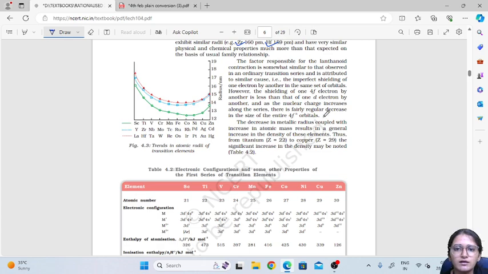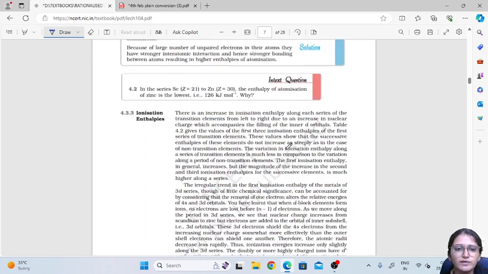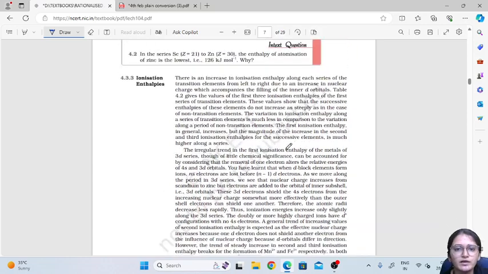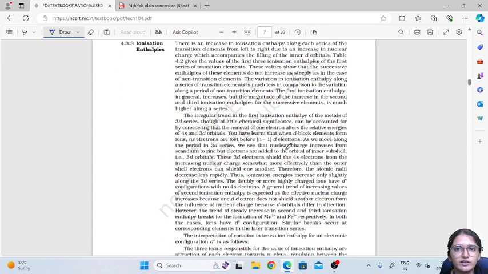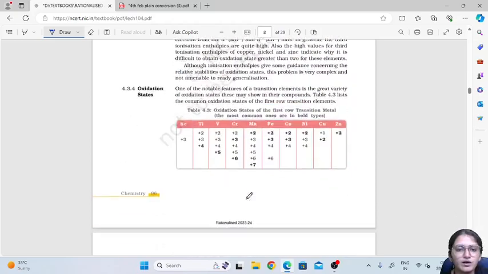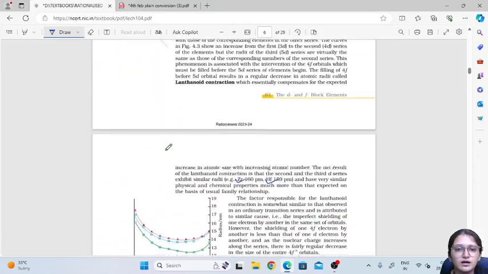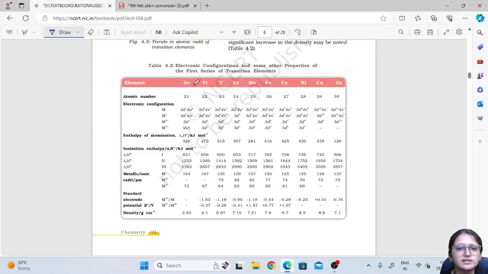Next we will discuss ionization enthalpy. The basic definition we know is the energy to remove the outermost electron. If you consider scandium to zinc, in scandium we have the normal configuration 3d1 4s2, then 3d2 4s2. First ionization enthalpy means the energy required to remove the outermost electron.